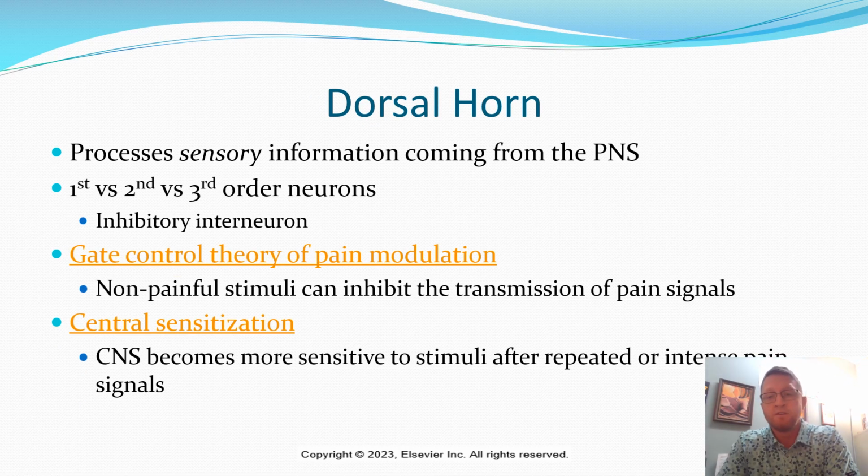So on to the next slide here. Now we're looking at this dorsal horn. We're not going to get too deep into this because you are going to cover this in Anatomy and Physiology 2. So you'll learn a little bit more about this, the anatomy of the nervous system in just a few weeks here. But terms that you will hear in the future include these first, second, and third order neurons.